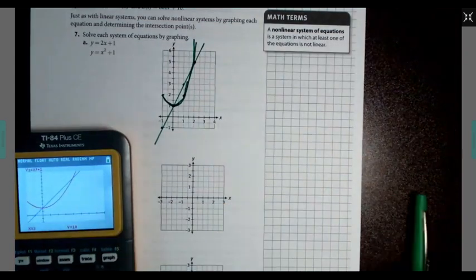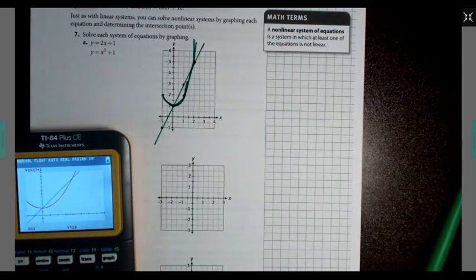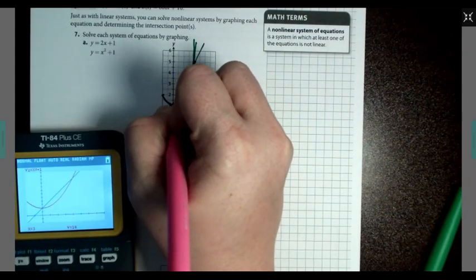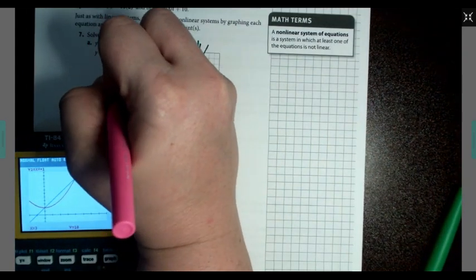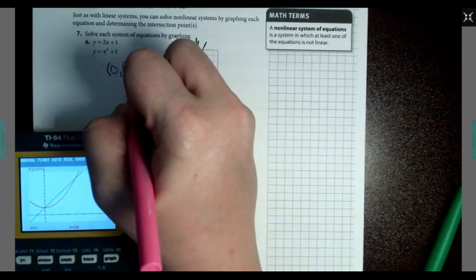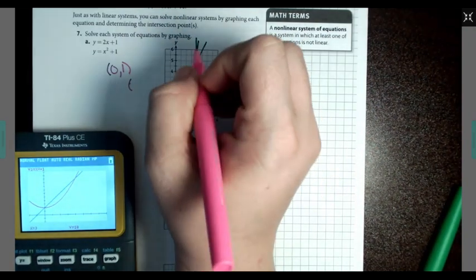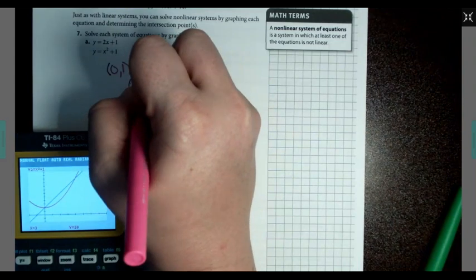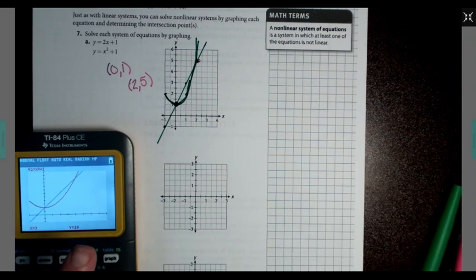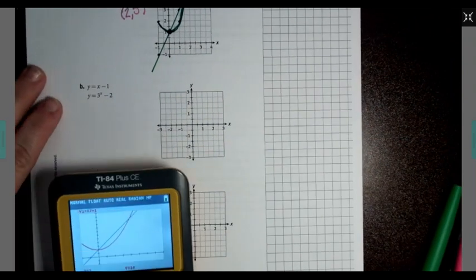But we have 2 points of intersection, and that is where our main focus is. We have this one at 0, 1, and I have this one which is located at 2, 5. So take a moment to get those 2 intersections down, and then we're going to graph our next set of functions.